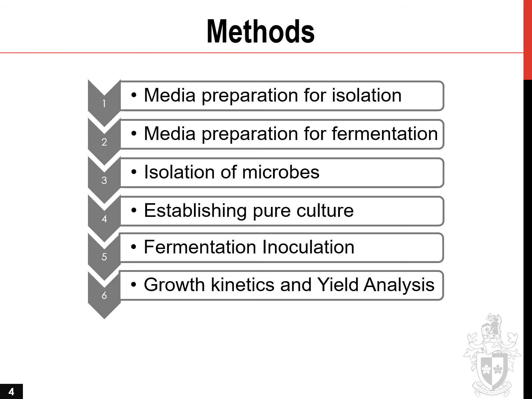Under methods, the first task is to prepare media for isolation and fermentation. Afterwards, we move on to the isolation of microbes. In this case, we isolate red yeast. Then we establish a pure culture of the isolated microbe. Afterwards, we proceed with fermentation and inoculation. And finally, we move on to growth kinetics and yield analysis.